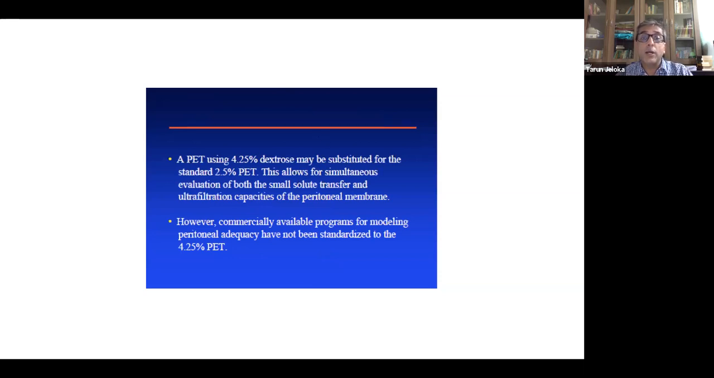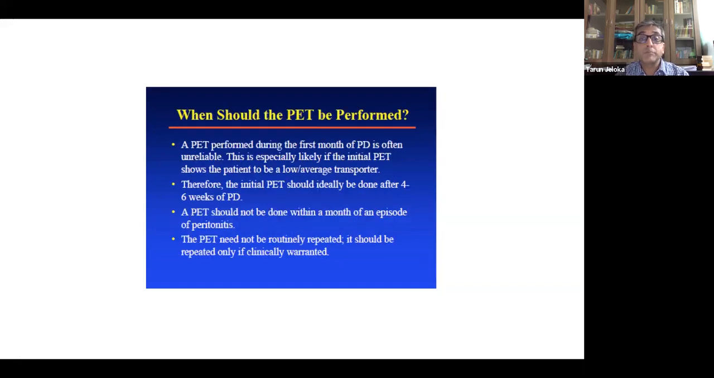And if you measure sodium levels, you can document functioning of aquaporins as well, right? So 2.5 and 4.25, standard and modified PET. You should remember this. Now the question comes in, when should you do a PET test?